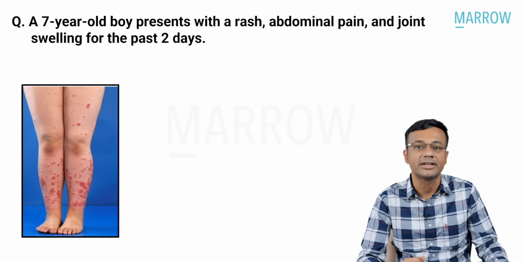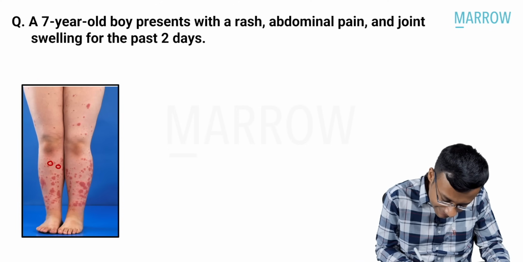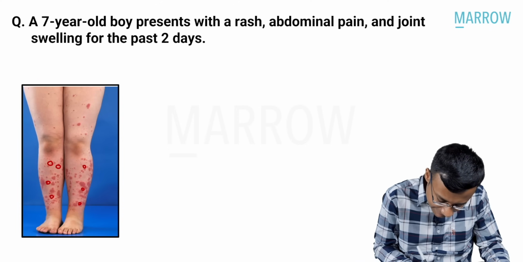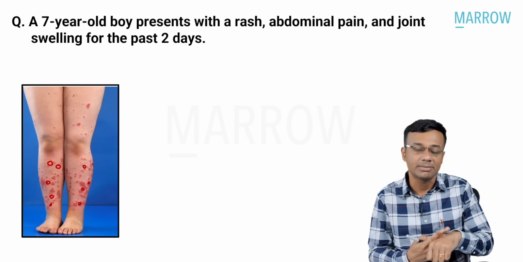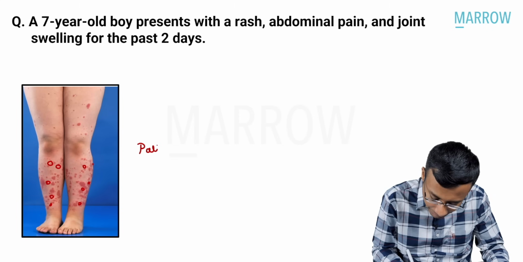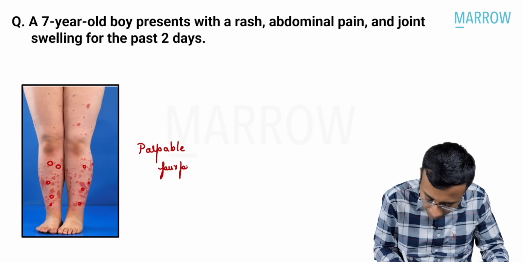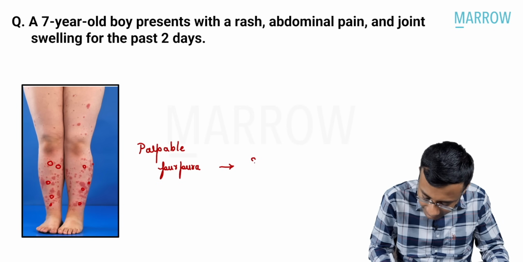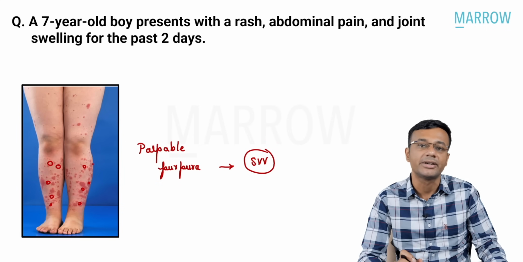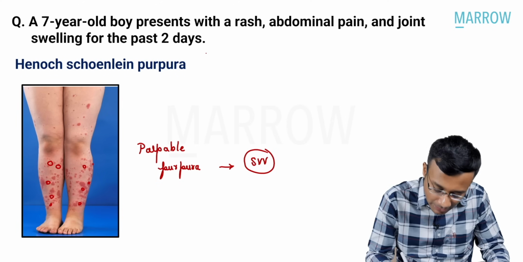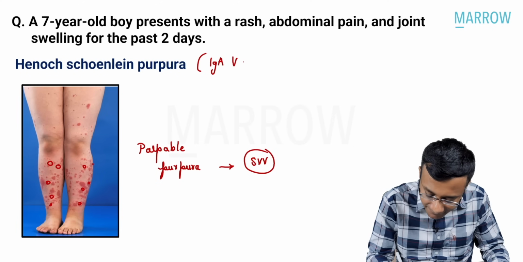Now we take some cases from skin and rheumat. A 7-year-old boy is presenting with rash, abdominal pain and joint swelling for the past 2 days. On examination, you can see a symmetric rash which is erythematous in nature. Generally, when you take a glass lid and press, it is non-blanchable because these lesions are called palpable purpuras. So please remember, students, whenever the word palpable purpura comes, what should come to your mind is small vessel vasculitis. And this condition here, which is generally IgA mediated, is called as Henoch-Schonlein purpura. The new name for this condition is IgA vasculitis.